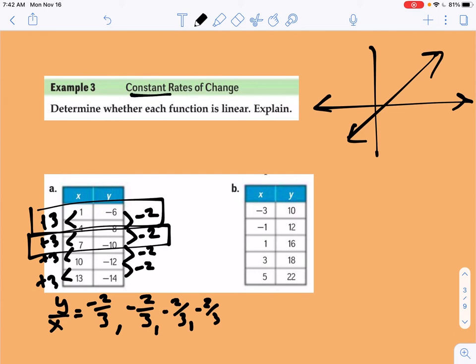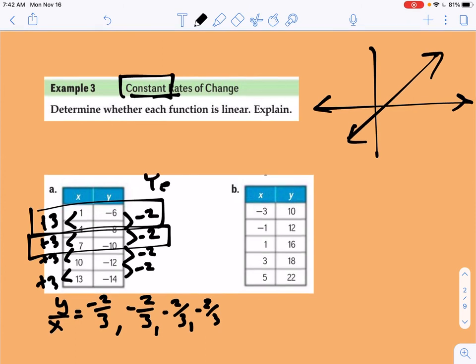It's constant. It's a constant rate of change. Constant means stays the same. So yeah, this one's linear. This would make a graph similar to that.